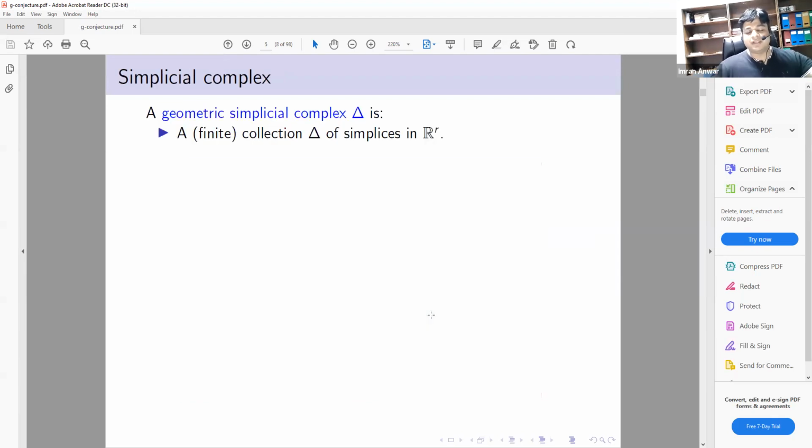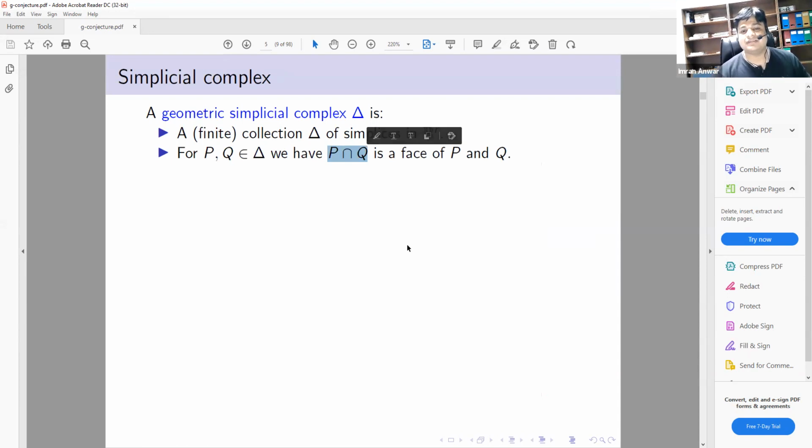Now I'm going to generalize to a formal definition, the definition of a simplicial complex. You know the definition of a simplex. A simplex is nothing but a convex hull. A simplicial complex is nothing but a collection of simplices. Now we are going to glue those simplices in a systematic manner, in a way that wherever they are intersecting each other, the intersection should be a face of P and Q.